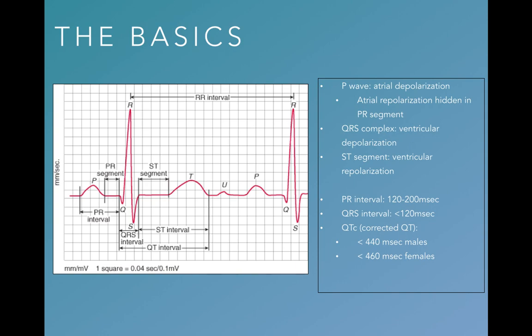One cardiologist gave me a good tip to remember this. Male has 4 letters in it, so that's where you get the 40 from, and female has 6. Or you can just remember that female is a longer word than male, whatever works for you, but that will become important as you go along. The U wave I wouldn't really focus on too much right now. You can look up what that means, but I'm going to stick to the basics here.